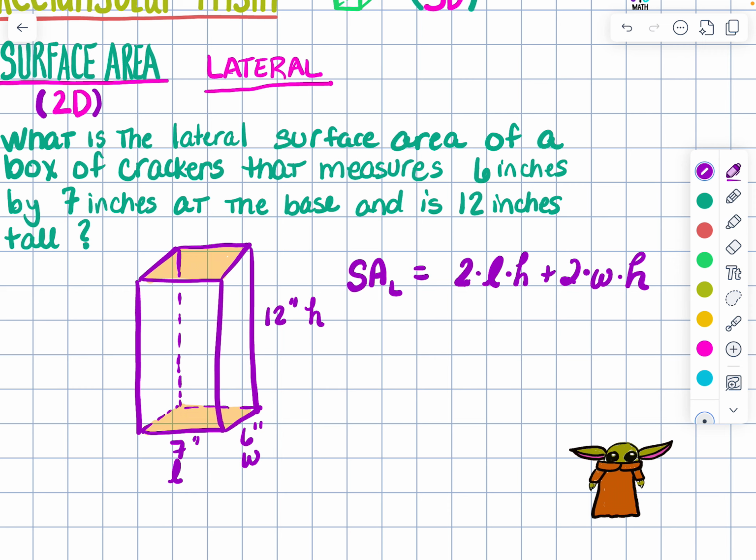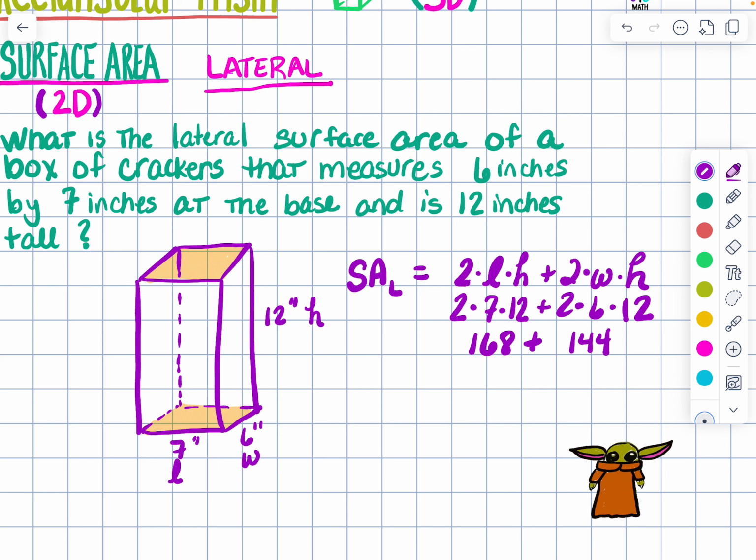Okay, so now that I've got everything labeled, I can go ahead and fill in this information. So the length is 7, the height is 6, and the width is 6, and the height is 12. I messed something up here, didn't I? This should be 12. The length is 7, the height is 12. Okay? So 7 times 12 is 84. 2 times 84 is 168. Plus 6 times 12 is 72. And 2 times 72 is 144.